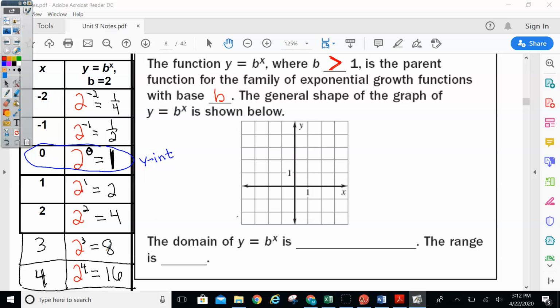Okay, so if we graph this, we can't fit 16, but can we fit 8? I don't think we can fit 8. So 2, 1, 2, 3, 4. 2 is at 4, 1 is at 2.